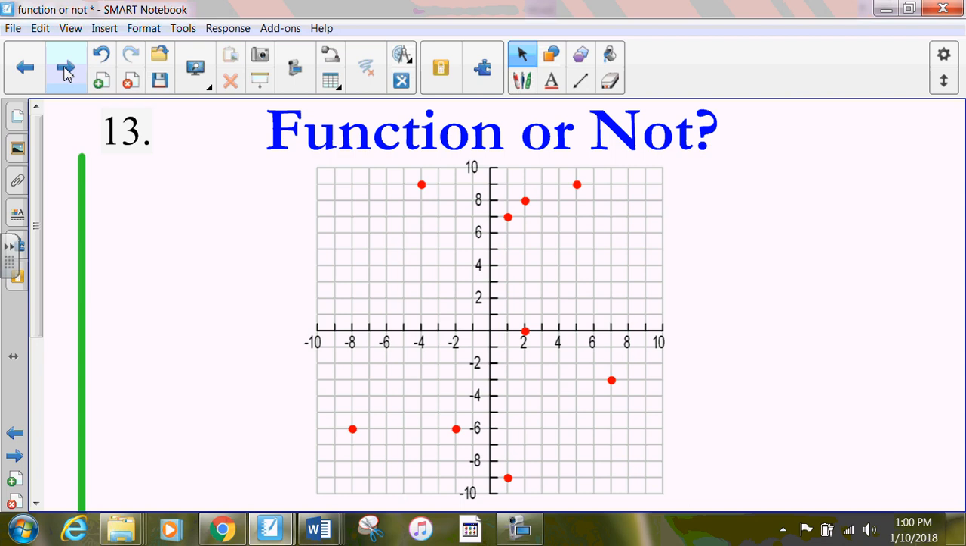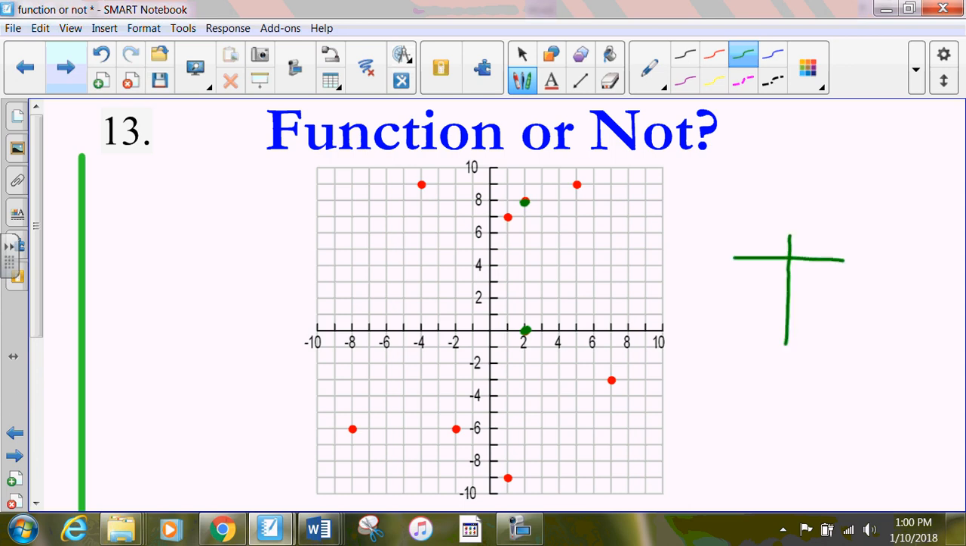All right, function or not, we're going to do the same thing. We're looking for when x has more than one y that matches with it. So this is saying when x is 2, y can be 0. When x is 2, y can be 8. That's not okay. You got to pick one y. I'm sorry, you got to pick one x. If I put this in a table, it says when x is 2, y can either be 0 or y can be 8. That's not a function.